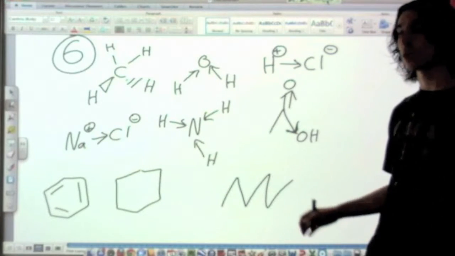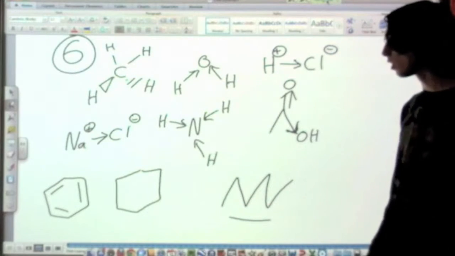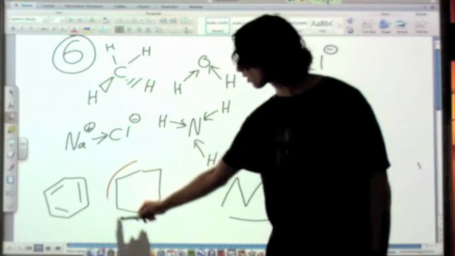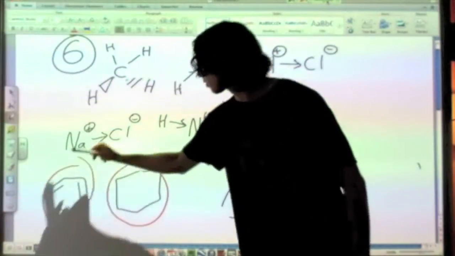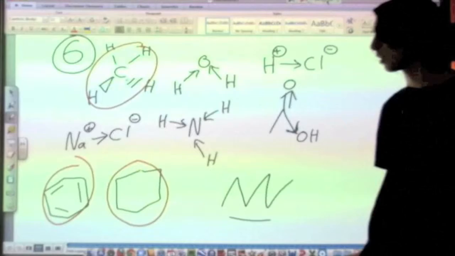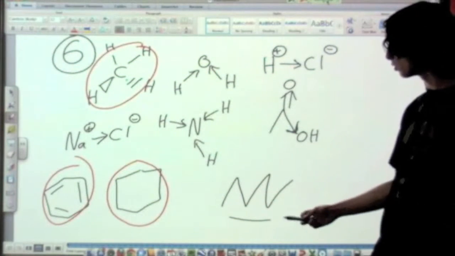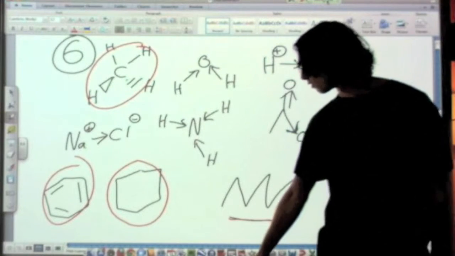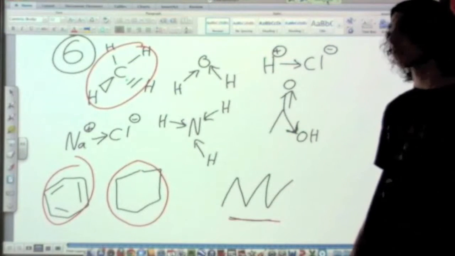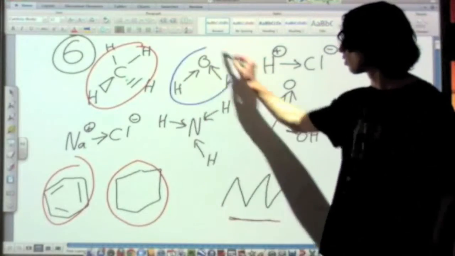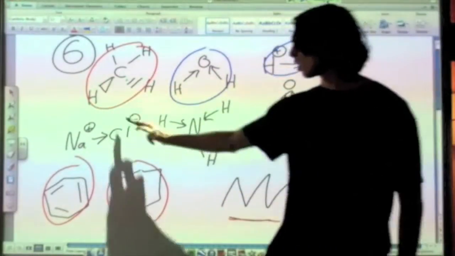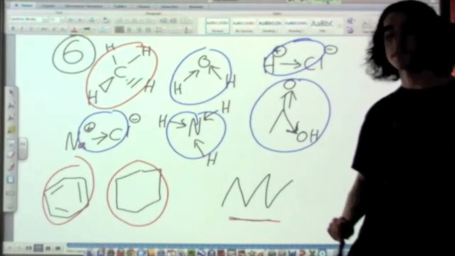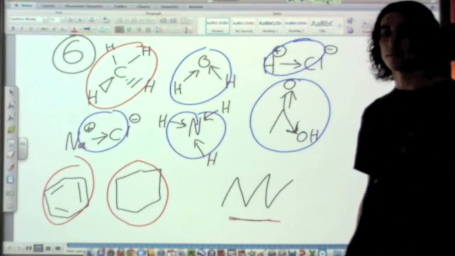So you can use a non-polar solvent like hexane on any of the non-polar molecules. Benzene, methane, and cyclohexane would use hexane as a solvent. All of the polar molecules, all the ones with arrows, water, HCl, NaCl, ammonia, and acetic acid, all would use water as a solvent.